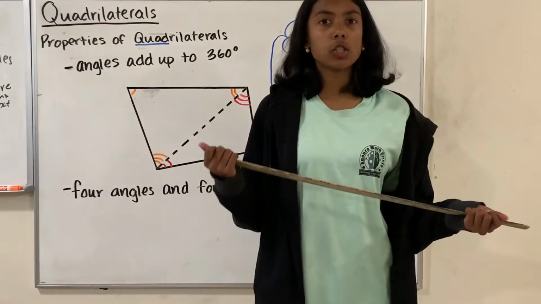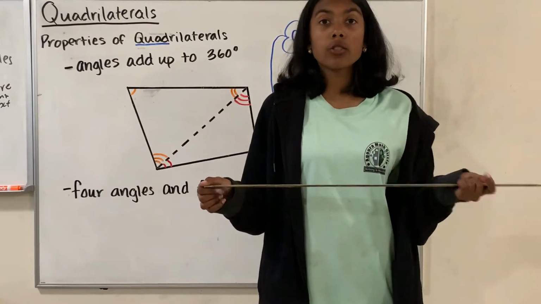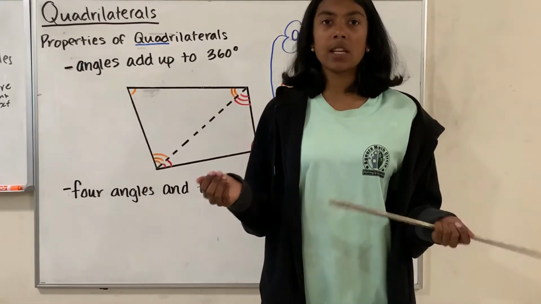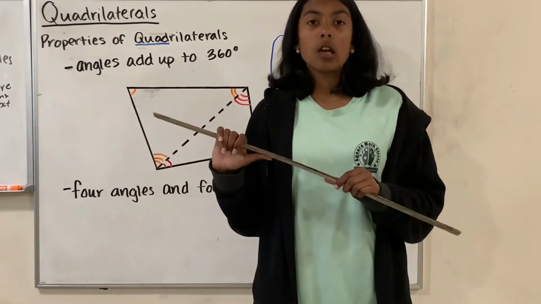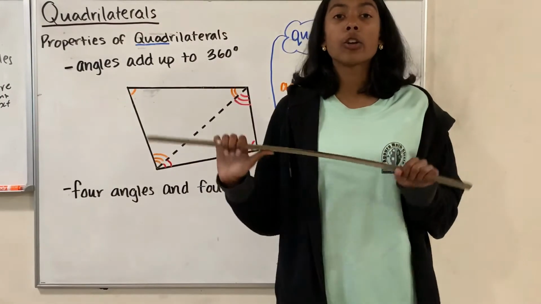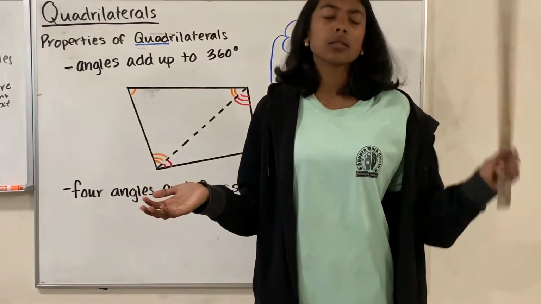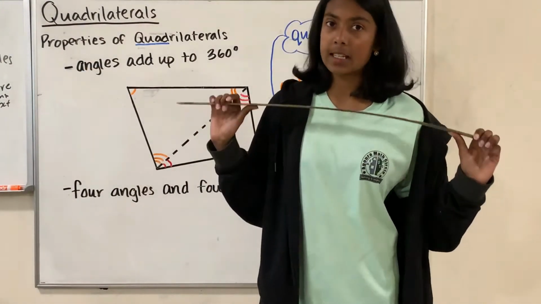Now let's move on to quadrilaterals. And like triangles, quadrilaterals also has a little word hidden inside of it, which shows what it means. And that part is quad. Quad means 4. So because of that, in a quadrilateral, there are 4 angles and 4 sides. Something unique about a quadrilateral is that its angles add up to 360 degrees.